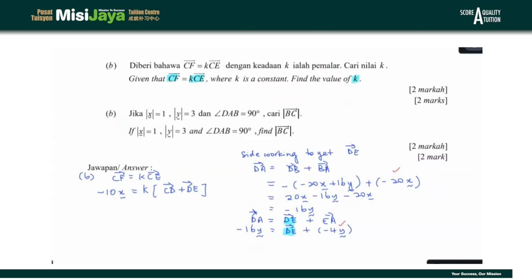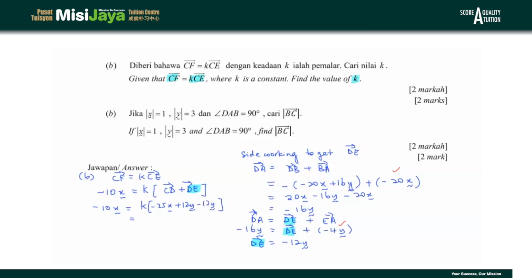Okay, so let's solve this. In order to get DE, this negative 4y has to move to the left hand side, right? So negative 16 plus 4 is negative 12y. Now we already got the DE. So this DE, I'm going to put it over here. Understand? Here will be negative 10x equals k, and CD is negative 25x plus 12y, and then your DE is negative 12y.